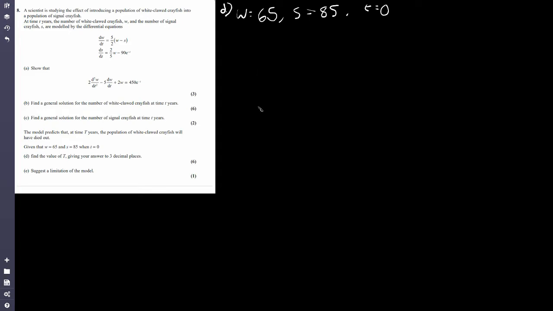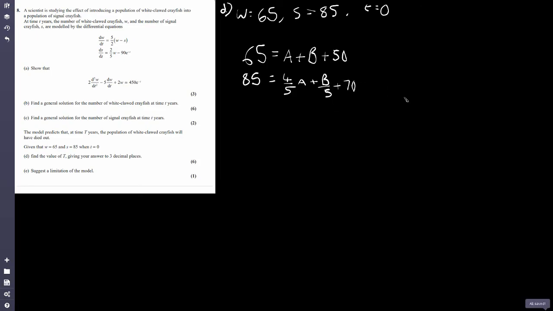So doing W first, and again setting t equal to 0, so this is going to be 65 equal to a plus b, because again t is just equal to 0 in this, so a plus b plus 50. Okay, so that's my first equation, and then my next equation will just be my S, so that's going to be 85 is equal to 4/5 of a, plus 1/5 of b, or b over 5, plus 70.